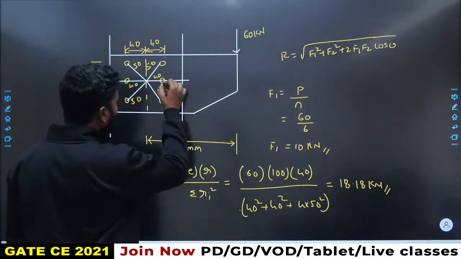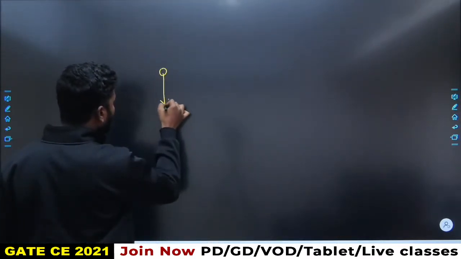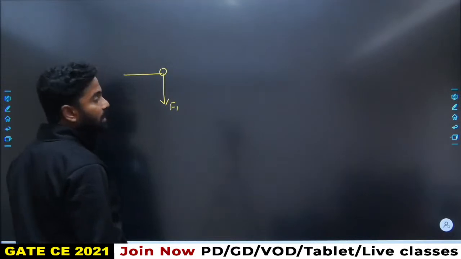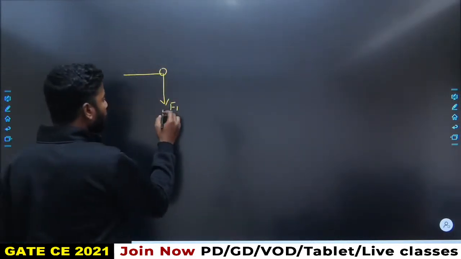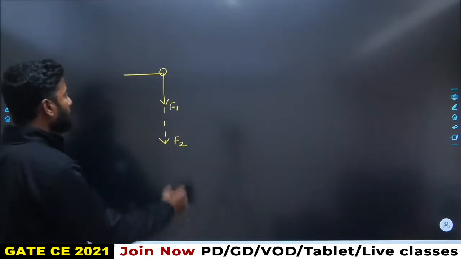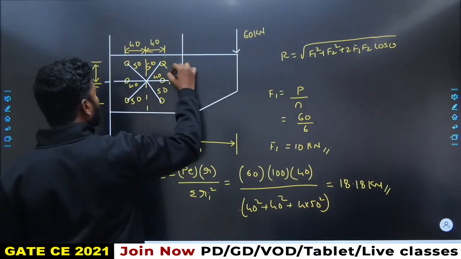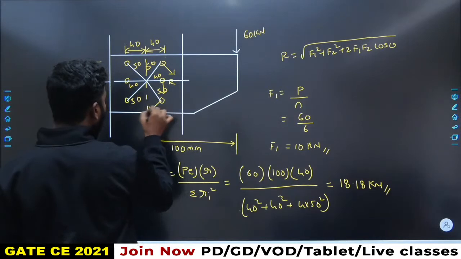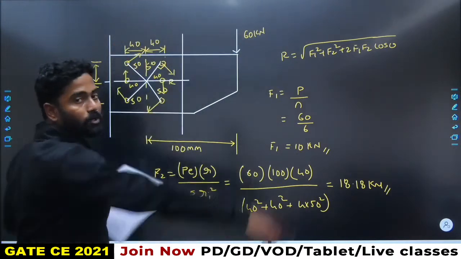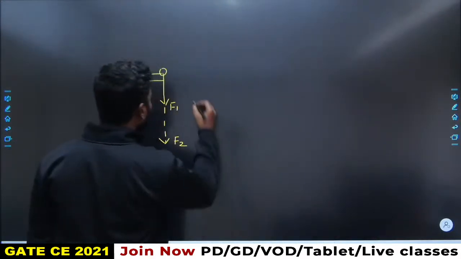Generally, F1 always acts downwards. For bolt R, F1 acts downwards, and from the centroid line the member tries to bend like this, and F2 will be generally perpendicular to this line. For each bolt, F2 will be perpendicular to the line joining it to the centroid, and it is trying to rotate like this. So since it is like this, theta is equal to how much?